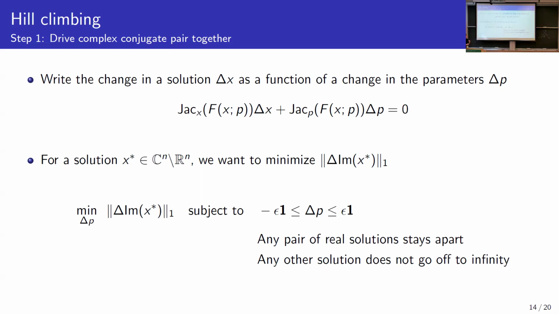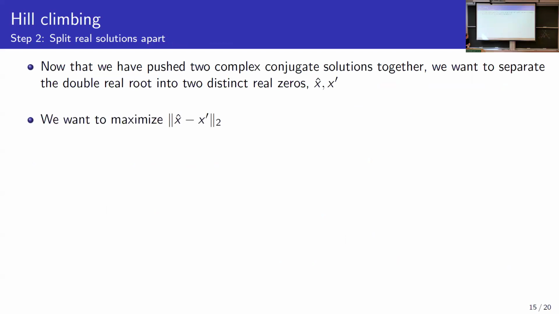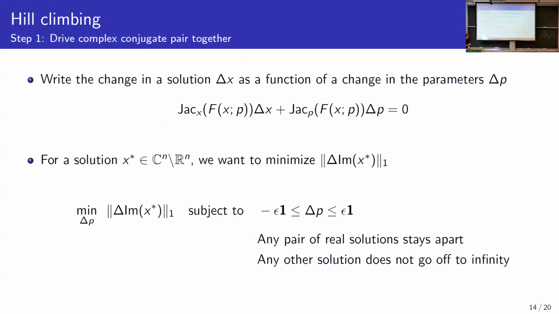And then the final one says I don't want any of my other solutions to go off to infinity. I'm trying to get myself through my real discriminants and get a point with multiplicity and then push it into 2 distinct real points. And the key here is this is actually a linear program. I wrote it a little vaguely because the notation does get not super pleasant, but it can be solved efficiently, and we outlined it in our paper.